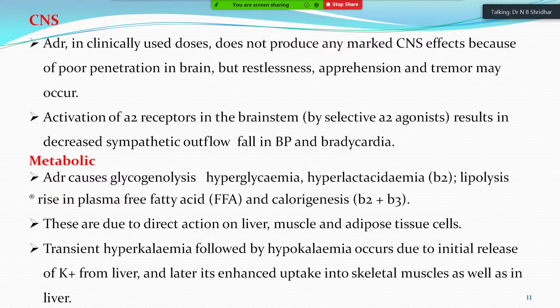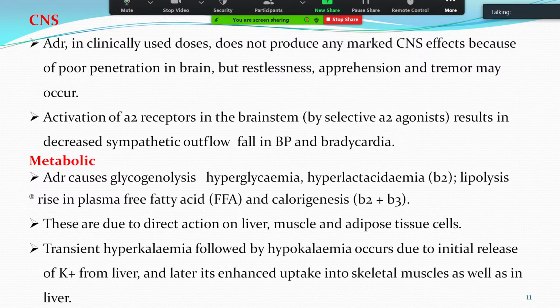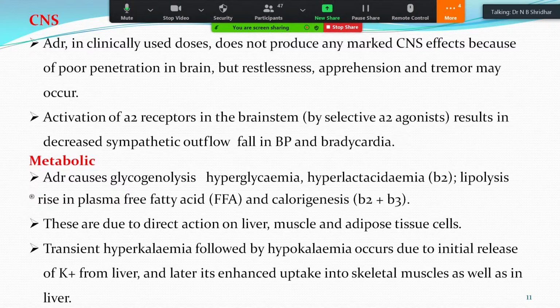So, these are the ones which are going to release the glucose into the blood whenever there is a fight or flight reflex, and transient hyperkalemia followed by hypokalemia occurs due to the initial release of potassium from the liver, and later it is enhanced uptake into the skeletal muscles as well as in the liver. That's how it takes place.